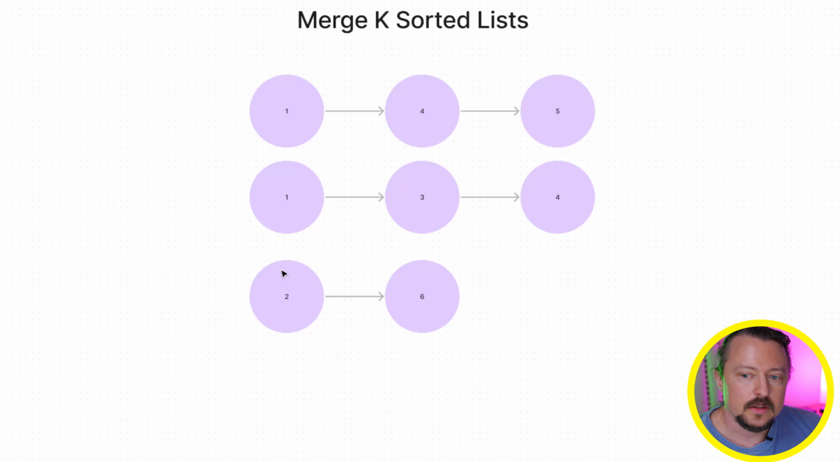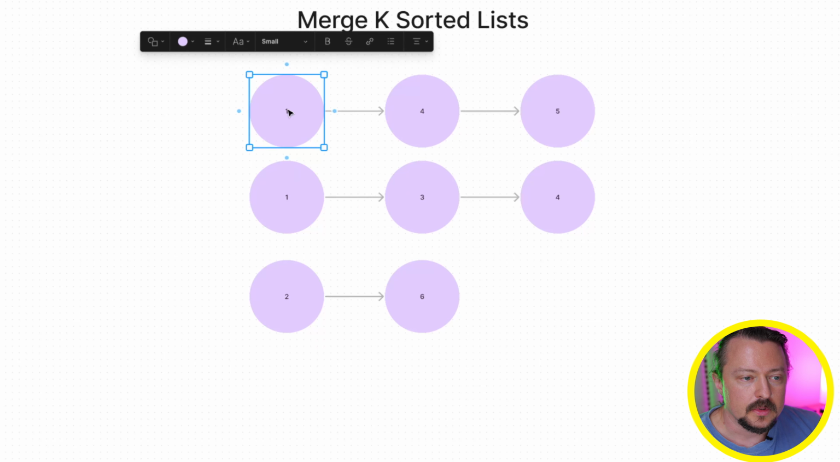Okay, let's talk through what's the plan with merging k-sorted lists. This is one of the simpler hard Leetcode problems. So the basic idea is that if we have these three linked lists, they're already sorted with least first.